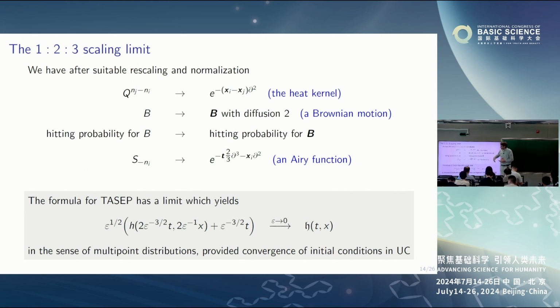So in other words, we can obtain the scaling limit of this kernel, which gives us the scaling limit of multi-point distributions of the height function of T-sep. And this allows us to characterize the KPZ fixed point in the sense of its multi-point distributions.